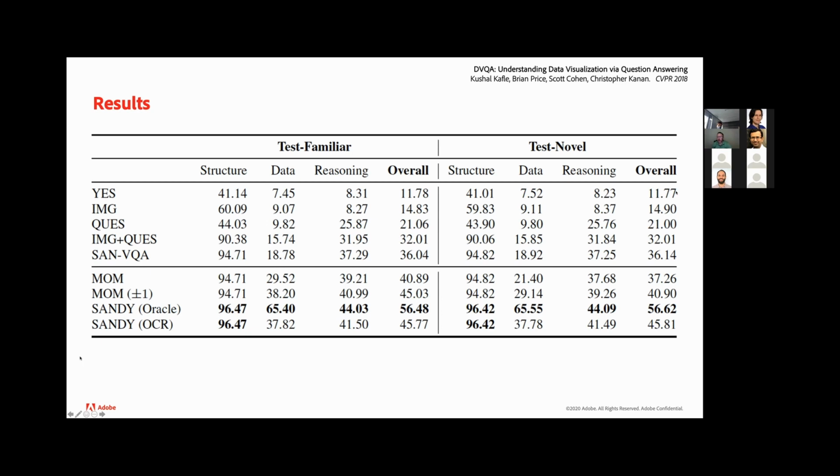If you look at the out of vocabulary experiment, there's a bigger gap between our two methods. We're only 40% for MOM and 45 for SANDY. And with Oracle OCR, we could get up to 56.